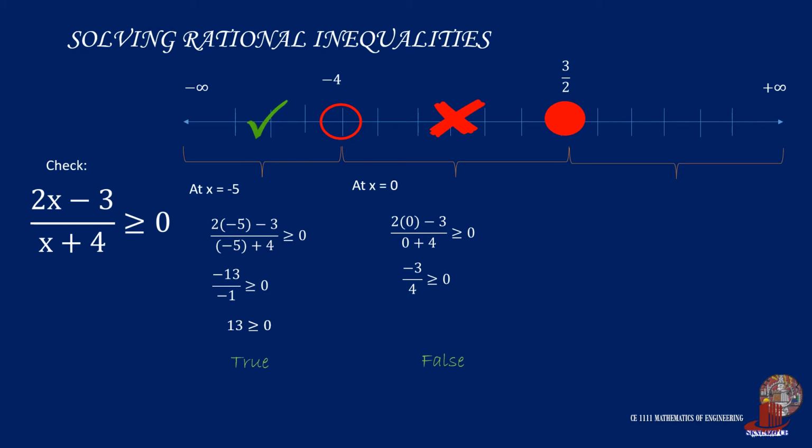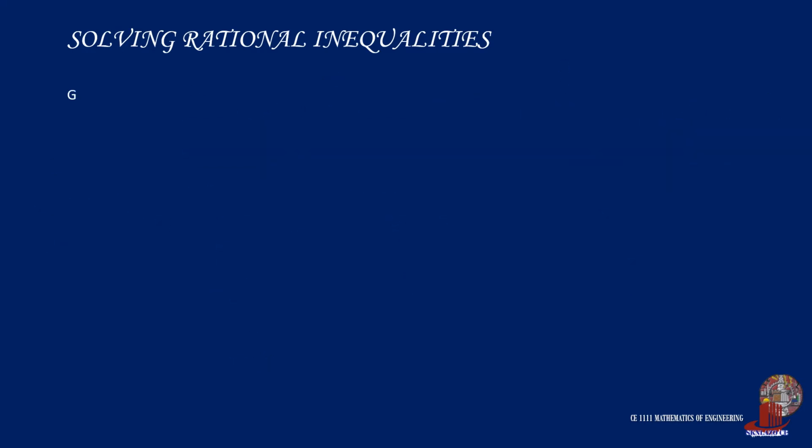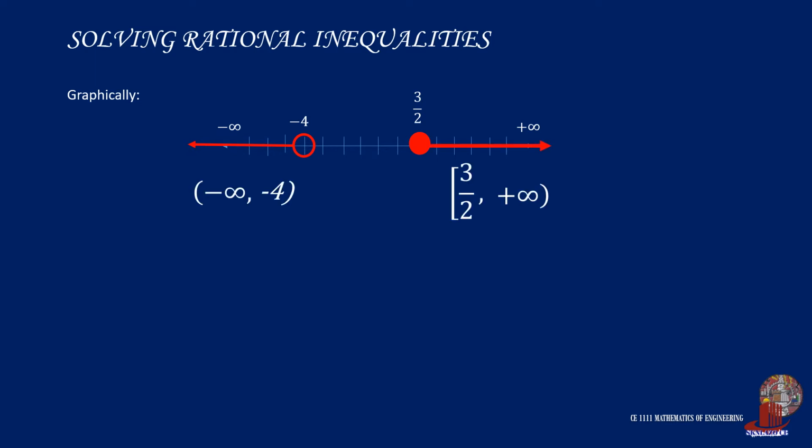The third range is between 3 halves and positive infinity. We use 2 for x. Place this in the inequality and have 1/6 is greater than or equal to 0. This is a true statement. After identifying valid ranges, we can conclude that x can be from negative 4 way down to negative infinity, and also with 3 halves up to positive infinity.